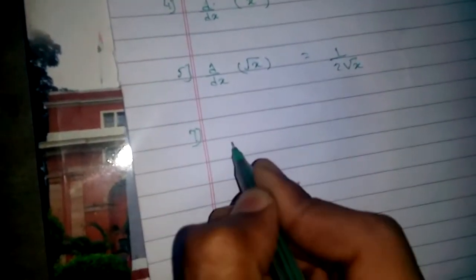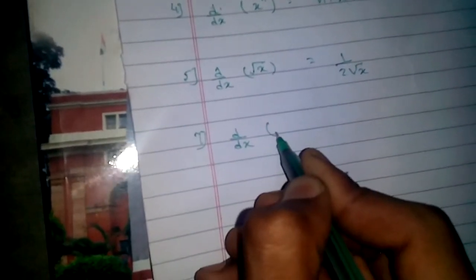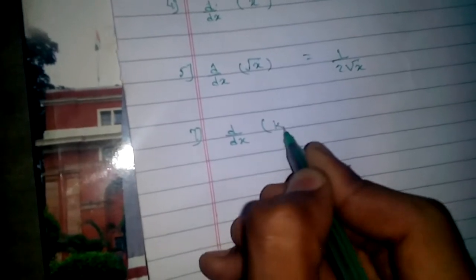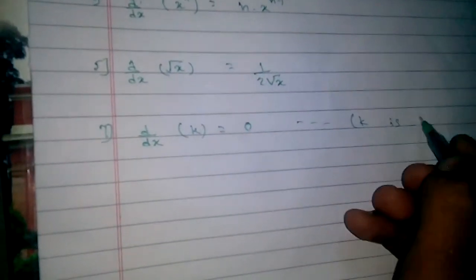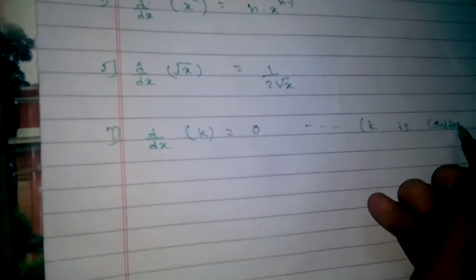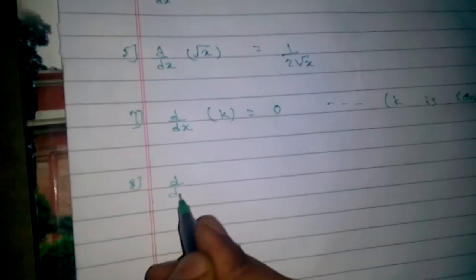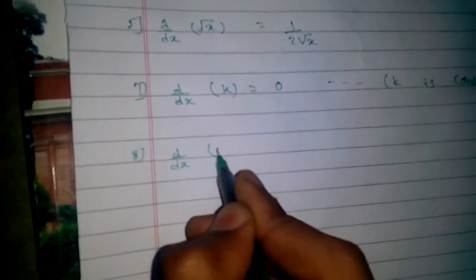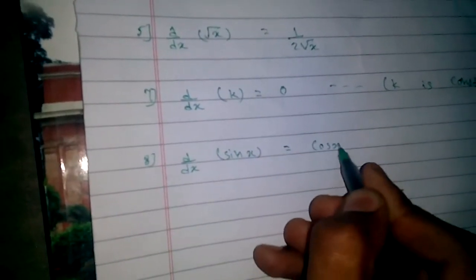Derivative number 7: d/dx of k is equal to 0, because k is a constant. That's why the derivative of k is 0. Number 8: d/dx of sin x. The derivative of sin x is equal to cos x.